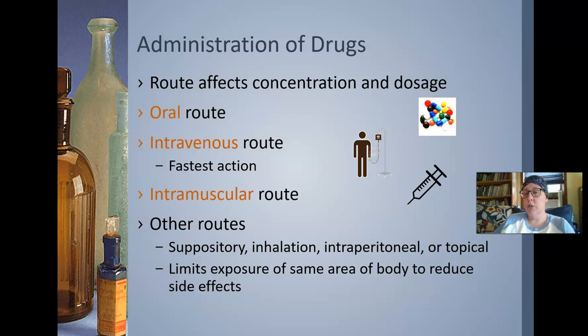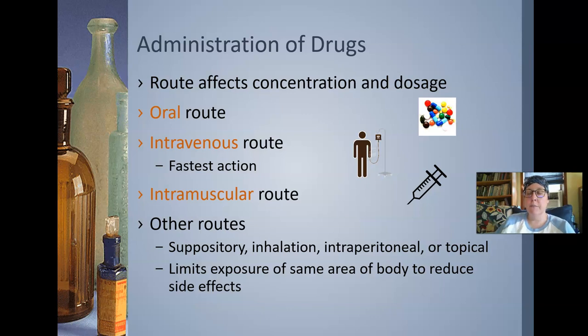Intraperitoneal, so injected into the peritoneal cavity. Or topical. That could be simply a topical antibiotic, or it could be, for example, nitroglycerin, something that's given topically. They give a certain length on a piece of paper and then apply it to the chest of the patient, and it diffuses slowly into the microcirculation, into the circulation. Other examples are topical antibiotics and anti-itch creams.